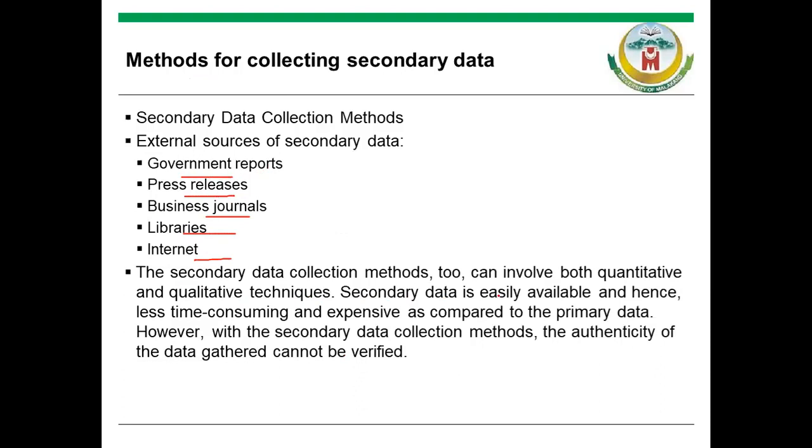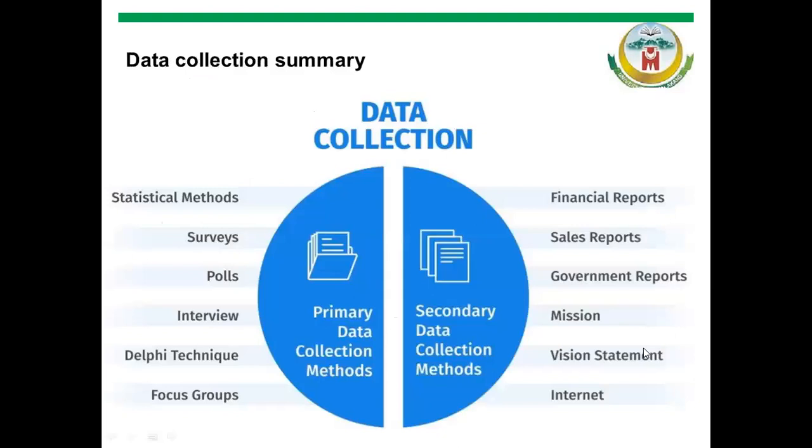The secondary data collection methods too can involve both quantitative and qualitative techniques. Secondary data is easily available and hence less time consuming and expensive as compared to primary data. However, with the secondary data collection method, the authenticity of the data gathered can't be verified. Now, this is the question, that the authenticity can't be verified.